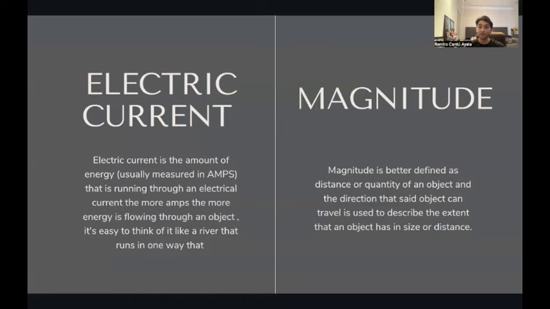Magnitude. Magnitude is better defined as the distance or quality of an object and the direction that said object can travel. It's used to describe the extent that an object has in size or distance. Magnitude is a different thing from electrical current, and it's difficult to explain, as magnitude is more than anything just the qualities of an object and how far an object can be thrown or pushed around. So the magnitude can be used to describe the size and how forces will affect the object in the future.